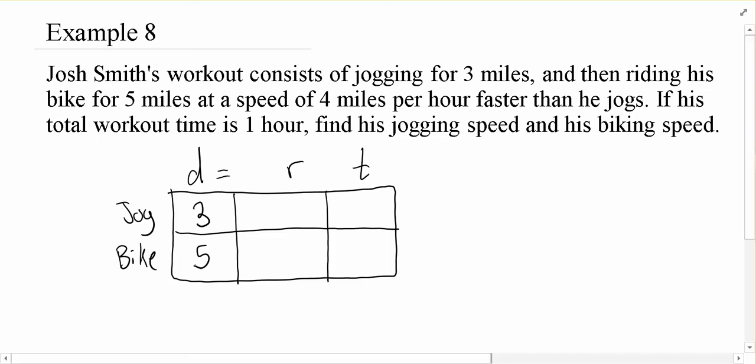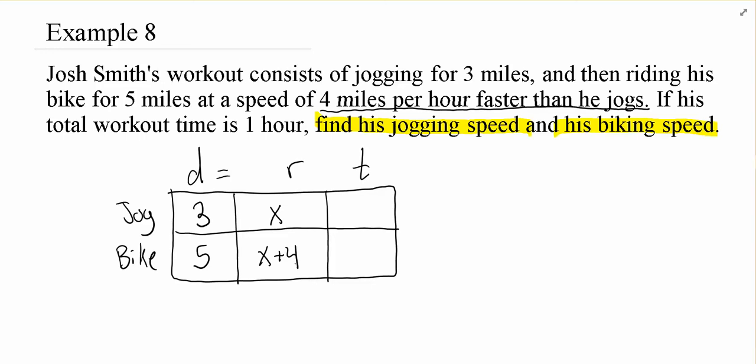Now we do know that the biking speed is 4 miles per hour faster than the jogging speed. We don't know what the jogging speed is, and in particular we're asked to find his jogging speed and his biking speed, so we need a variable for the jogging speed. Now the biking speed is 4 miles per hour faster than he jogs, so that would be x plus 4. Be careful not to put 4x, because 4x would mean 4 times as fast, and that's not what it said. It just said 4 miles per hour faster, so that's addition.